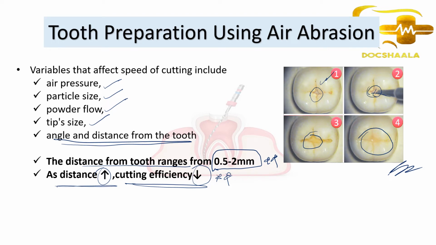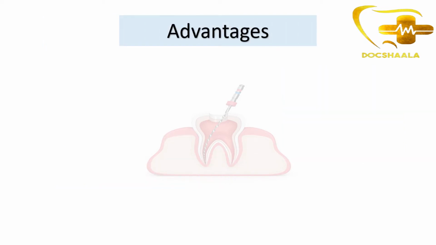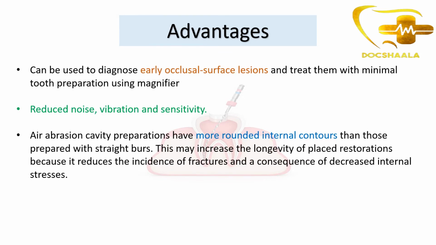Coming to the advantages of this tooth preparation method, it can be used to diagnose early occlusal surface lesions. When we use such a high power suction, it abrades the particles, and then we can easily identify whether it is a carious tooth or not. With that, we can also treat the early occlusal surface lesions with minimal tooth preparation.